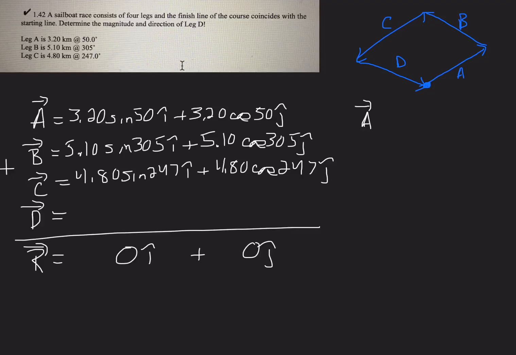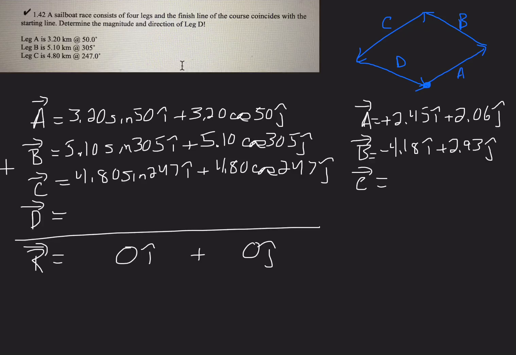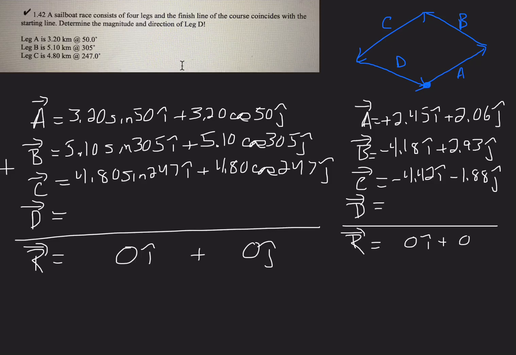So vector A is a plus 2.45 i hat and a plus 2.06 j hat. Vector B is a minus 4.18 i hat and a plus 2.93 j hat, and vector C equals a negative 4.42 i hat and a negative 1.88 j hat. And then vector D is what we're trying to find. And then, of course, the resultant, again, is 0 i hat plus 0 j hat.